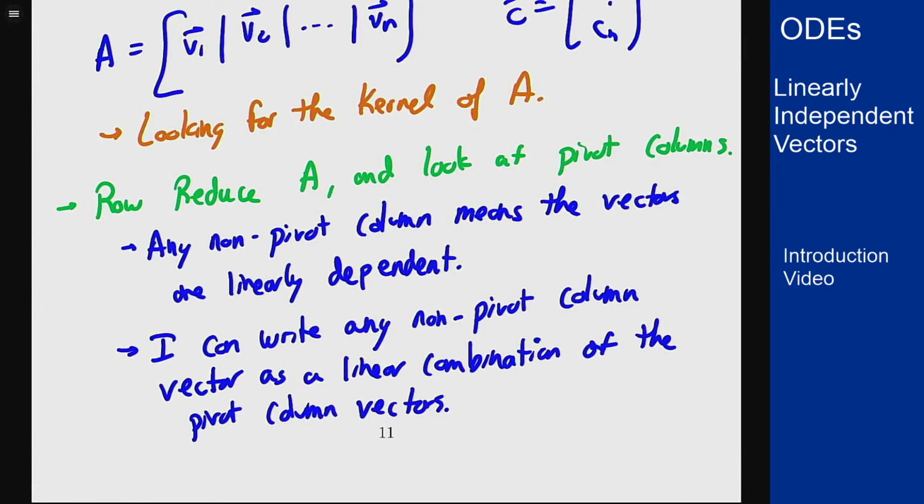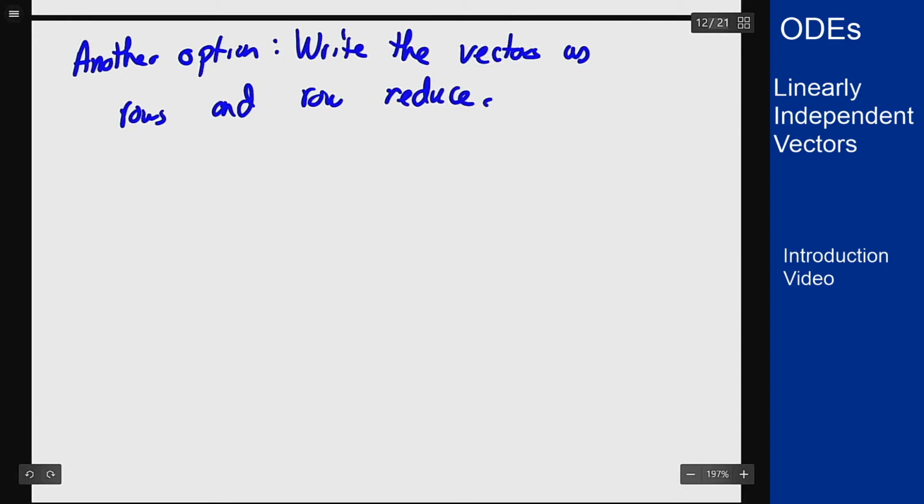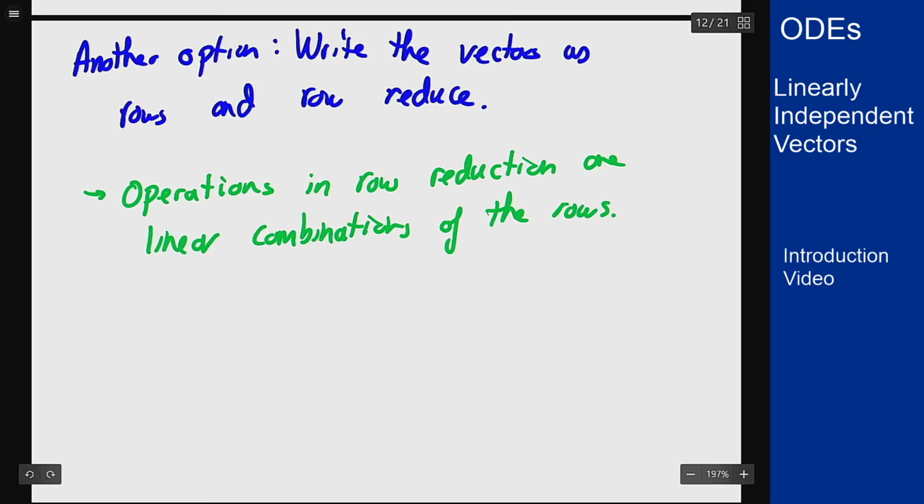Another option here, you could also write the vectors as rows and row reduce. Now this doesn't come directly from the idea of the equation we're trying to solve, but the operations in row reduction are linear combinations. In particular, they're linear combinations of the rows, which means I can do this to simplify what this looks like. This gives me a simpler way to characterize the span of these vectors, in addition to knowing if they're dependent or independent.